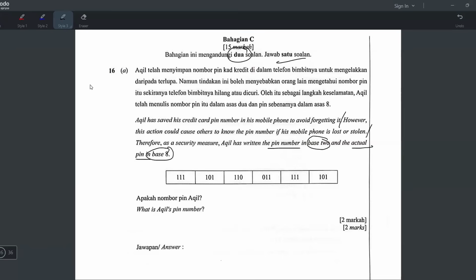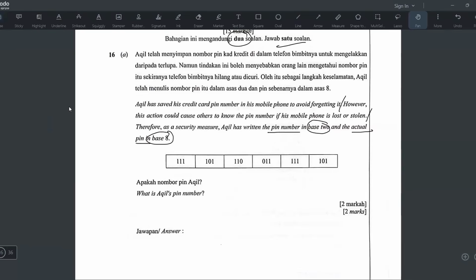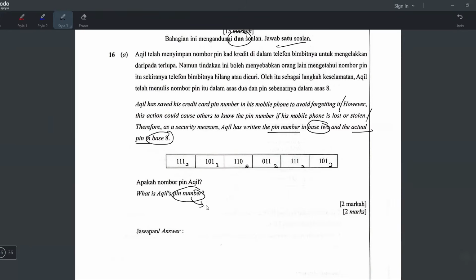Okay, okay, maybe the actual PIN is in base 8. And then all this is in base 2. So maybe we have to convert base 2 to base 8. I think that's what it means. Yeah, definitely, that has to be it. Yeah, this is definitely base 2. So what is Akil's PIN number? Okay, I think we have to write it in base 8 lah, because they just said here the actual PIN is in base 8. So how do you convert base 2 to base 8?